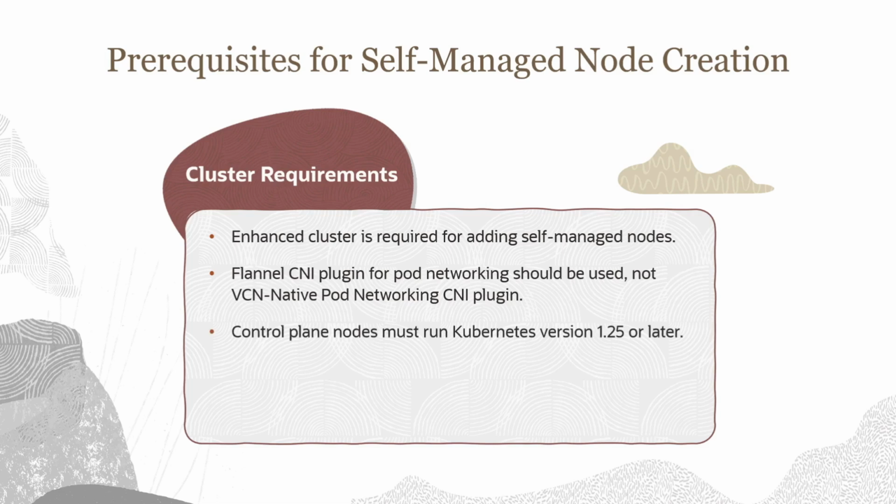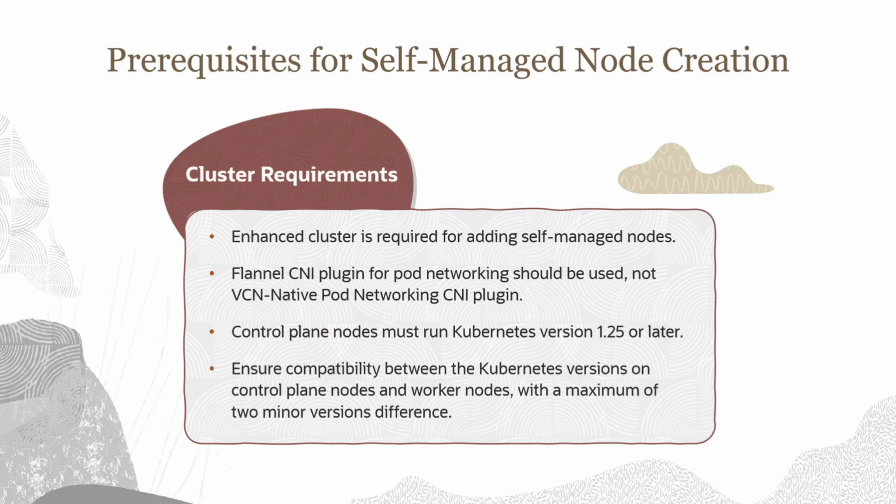The control plane nodes of the cluster must be running Kubernetes version 1.25 or later. This is essential for compatibility and optimal performance. Lastly, maintain compatibility between the Kubernetes version on control plane nodes and worker nodes, with a maximum allowable difference of 2 minor versions. This ensures a smooth and stable operation of your Kubernetes environment. Keep these cluster requirements in mind as you prepare to add self-managed nodes to your OKE cluster.